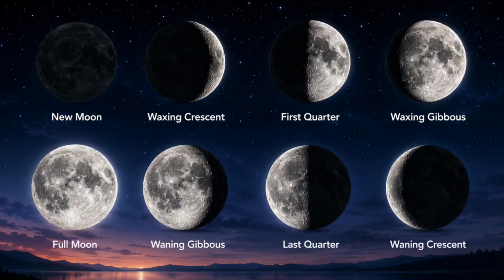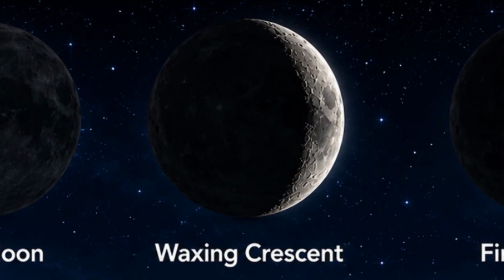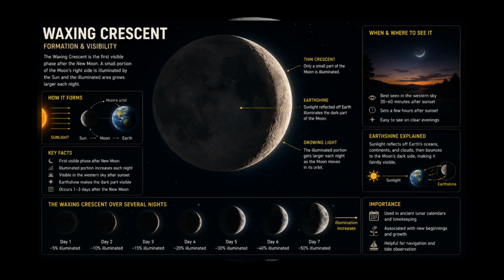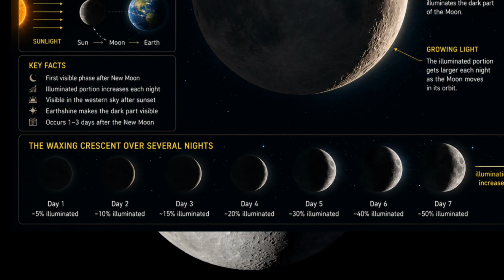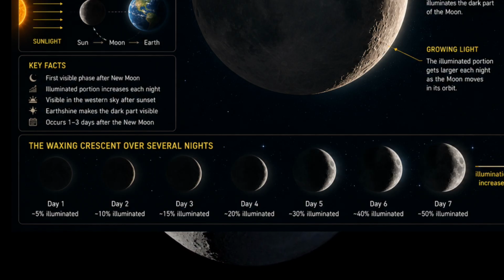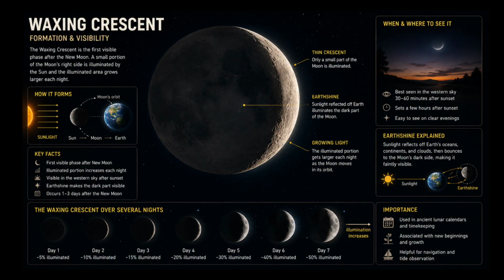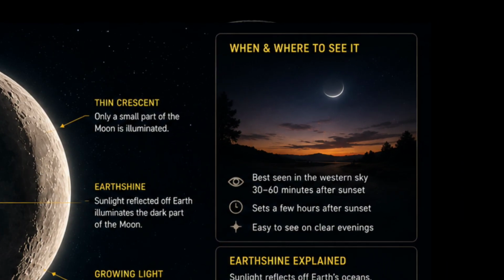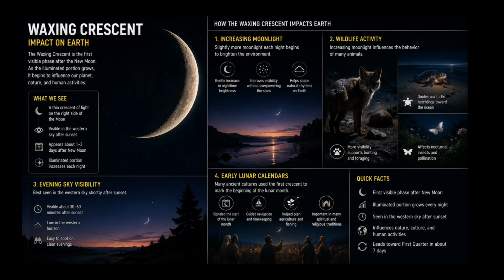Waxing crescent. The waxing crescent phase begins when a thin sliver of sunlight becomes visible on the moon's surface. Each night, the illuminated portion grows larger as the moon moves farther from its position between Earth and the sun. This phase is often visible shortly after sunset and is one of the first signs of a new lunar cycle. The impact of this phase on Earth is relatively subtle compared to the new moon or full moon.